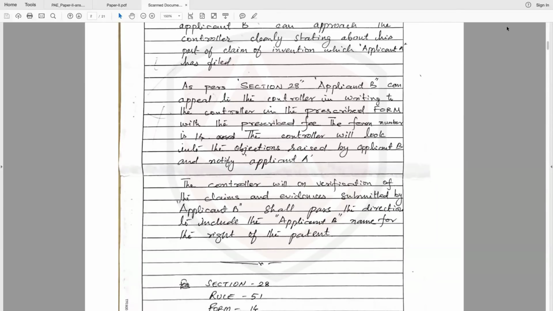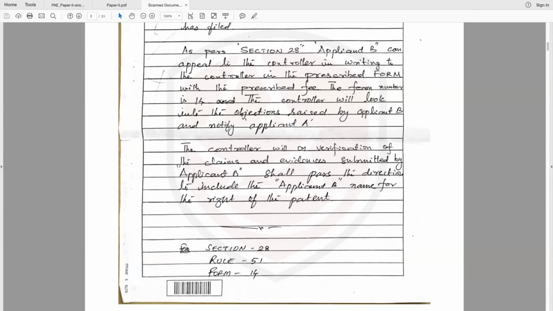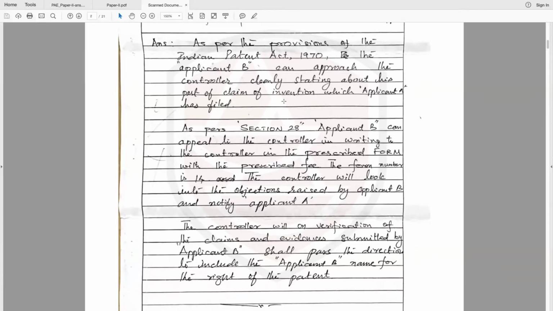Roshan, can you quickly check how much the candidate was awarded? Venkat, he was not awarded any marks for this question. He has written the section right, but he got the rule and the form completely wrong. He was not awarded any marks in this particular question.